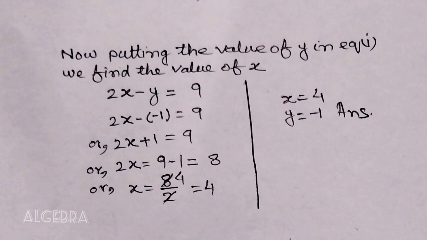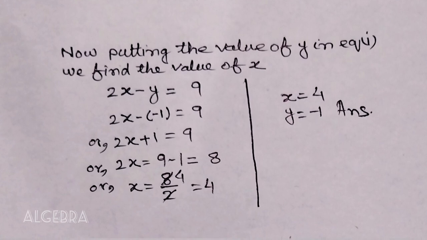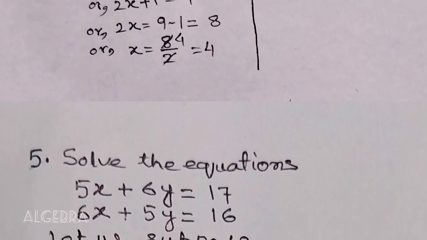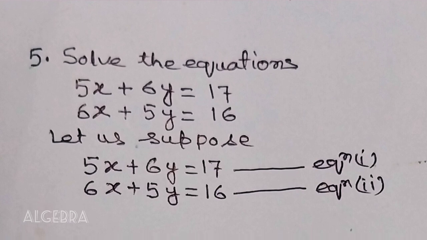or 2x minus minus 1 becomes plus 1 is equal to 9, or 2x is equal to 9 minus 1 is equal to 8, or x is equal to 8 by 2 is equal to 4. So x is equal to 4 and y is equal to minus 1. Answer. 5. Solve the equations 5x plus 6y is equal to 17 and 6x plus 5y is equal to 16.